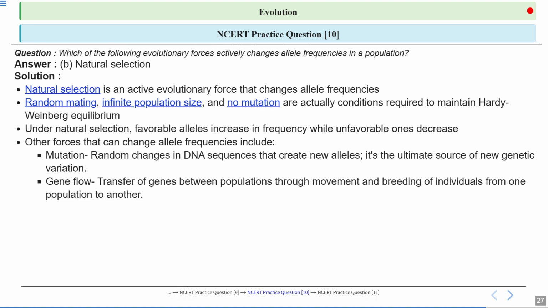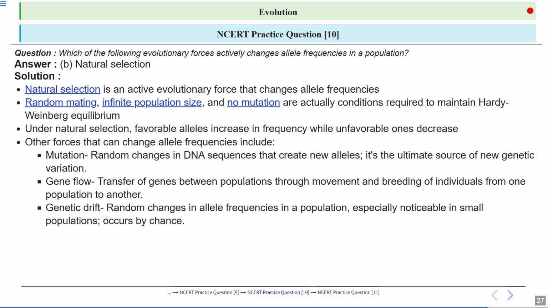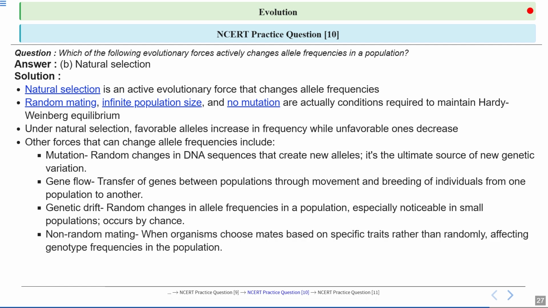Gene flow is the transfer of genes between populations through movement and breeding of individuals from one population to another. The next one is genetic drift, which is random change in the allele frequencies. This is basically noticed in small populations and occurs by chance. Another one is non-random mating. When organisms choose mates based on specific traits rather than randomly, this affects the genotype frequencies or allele frequencies. So when a particular organism is choosing a specific mate, then only those alleles will be carried on to the next generations.